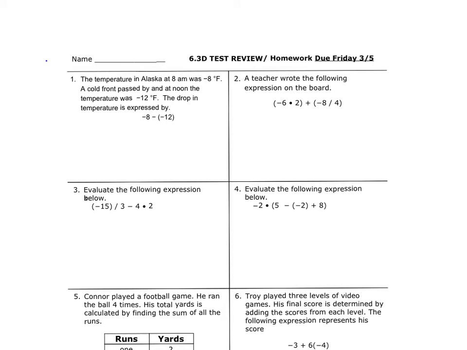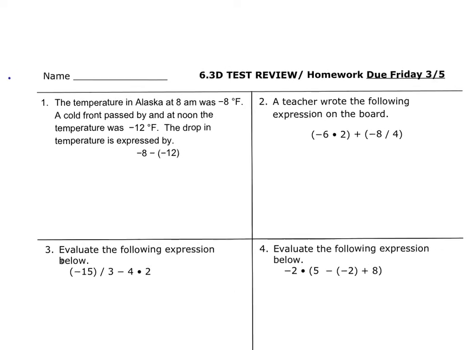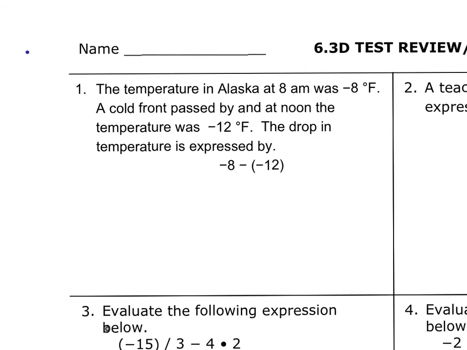So starting with number 1, okay, the temperature in Alaska at 8 a.m. was negative 8 degrees Fahrenheit. A cold front passed by, and at noon, the temperature was negative 12 degrees Fahrenheit. The drop in temperature is expressed by... so I got this word problem, but they've actually already given me the problem. So if we go back to what we've been working on and focused on in class, okay, the first thing I'm going to do is identify my operator. And then I'm going to notice whatever it is. This one's subtraction.